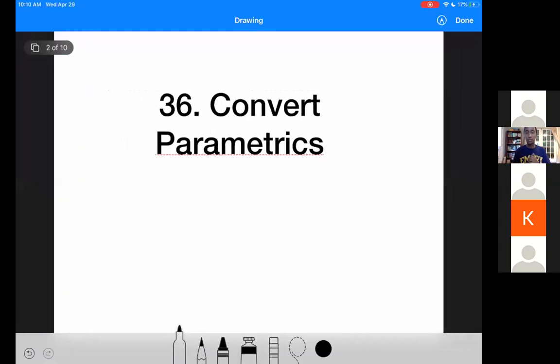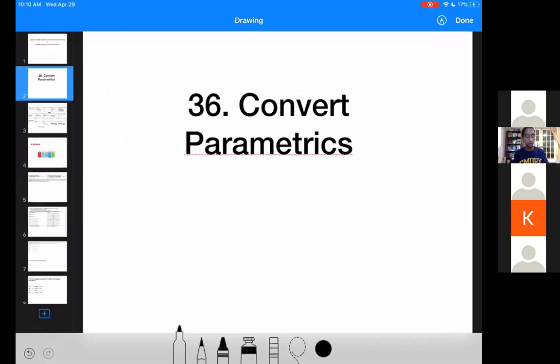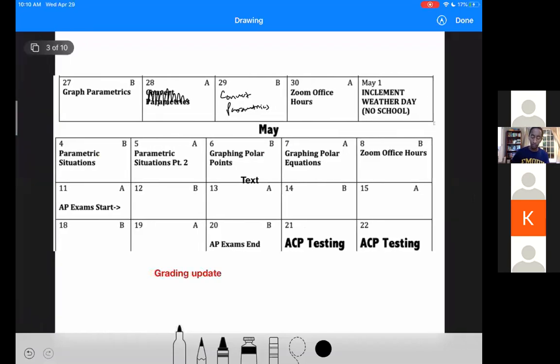This is lesson number 36, converting parametrics. So last class we did our intro on how to graph parametrics, right? Introducing what the parameter t is. We said the end goal, we'll do that word problem with the baseball being hit, and we'll get to that probably 2 classes or next class.